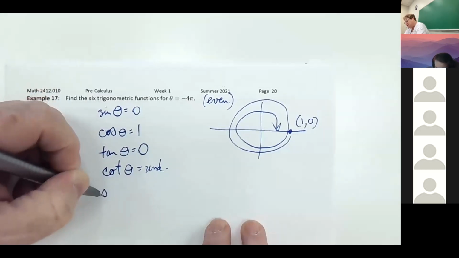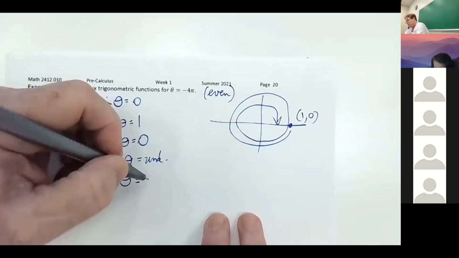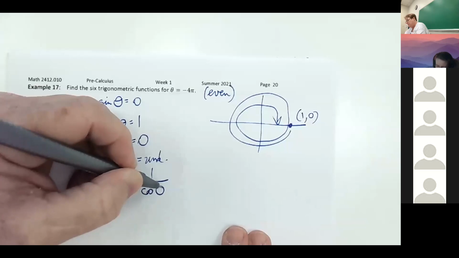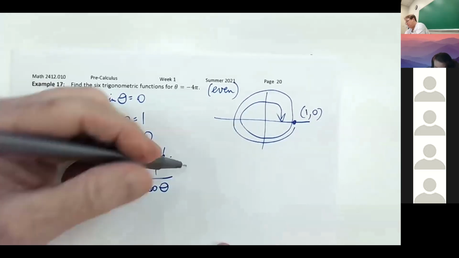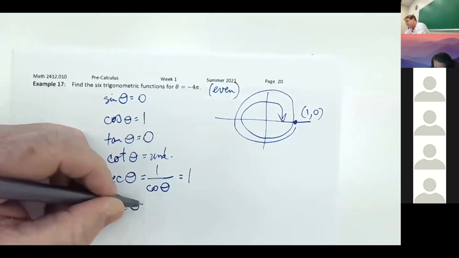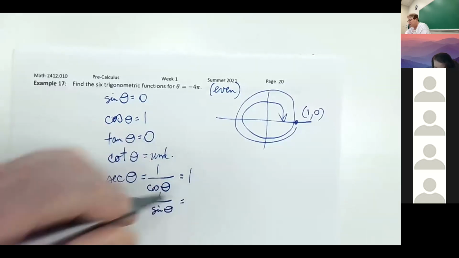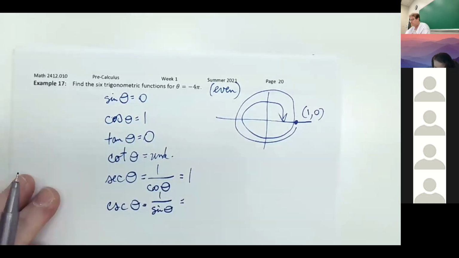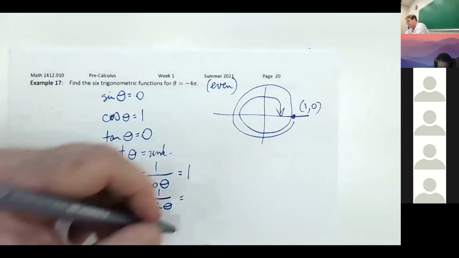The secant is the reciprocal of cosine. What is the reciprocal of 1? And the cosecant is the reciprocal of sine. What is the reciprocal of 0? Good.